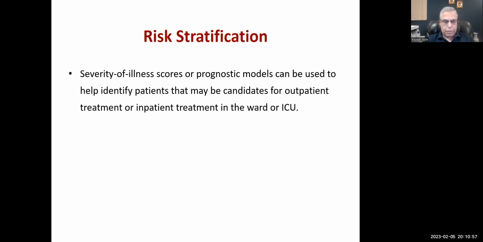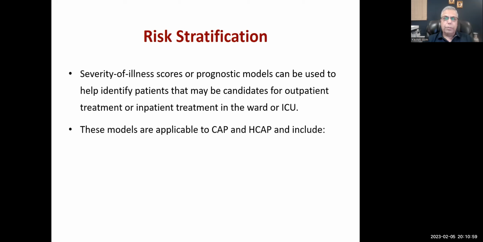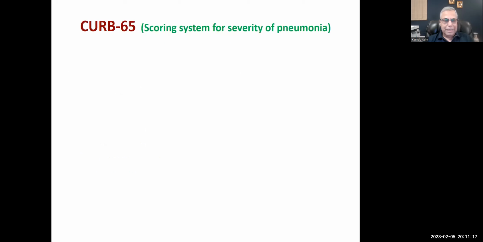And we have got two models for that. These models are applicable to community-acquired pneumonia, and this is also community-acquired pneumonia. They include the CURB-65 criteria and the pneumonia severity index, right? So we'll first look at the CURB-65 scoring system for severity of pneumonia.